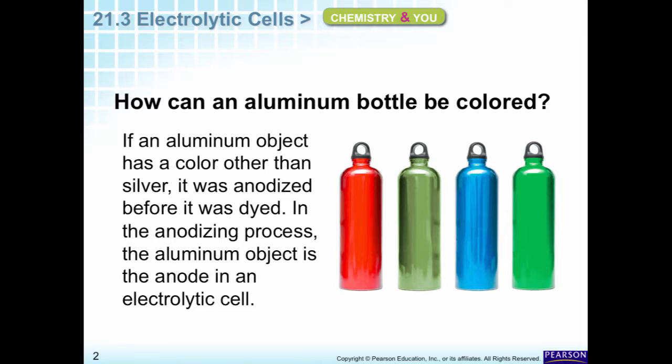In this first picture we see some water bottles with different colors. This is a technique that uses electrolytic cells. We call this anodizing. So the bottle was an anode at one point in time before we were able to change the color from silver to one of these other colors. So we'll talk about that later on as we go through this unit.